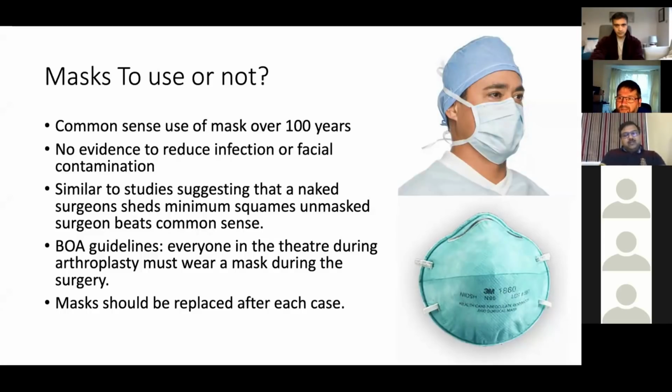And then the BOA guidelines say that everyone in the theater during arthroplasty must wear a mask during the surgery. One important thing is masks get contaminated easily, so they should be replaced after each case. So you need to wear a new mask after every case.